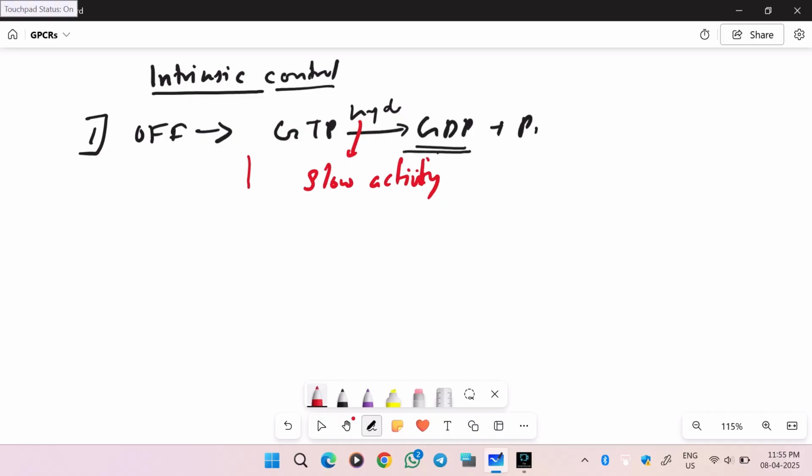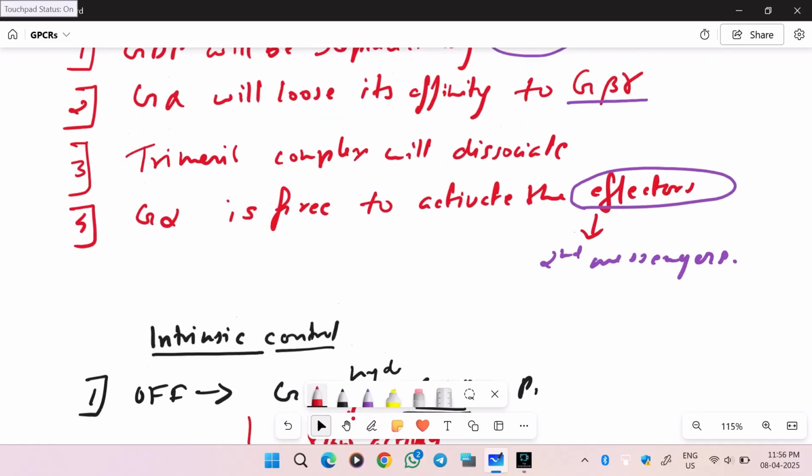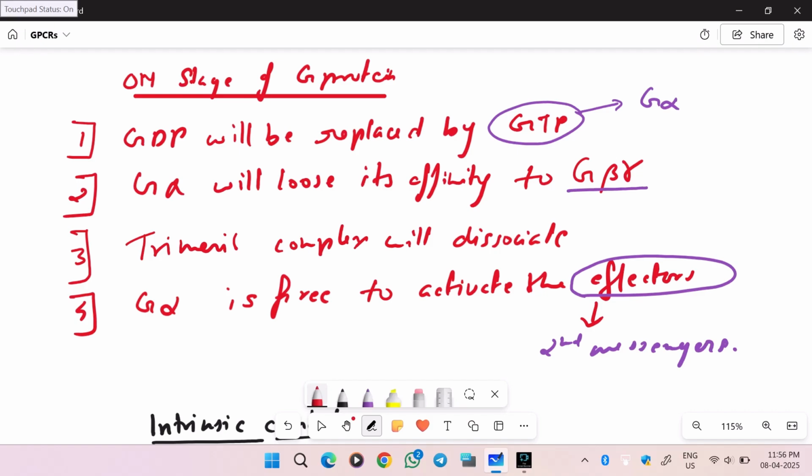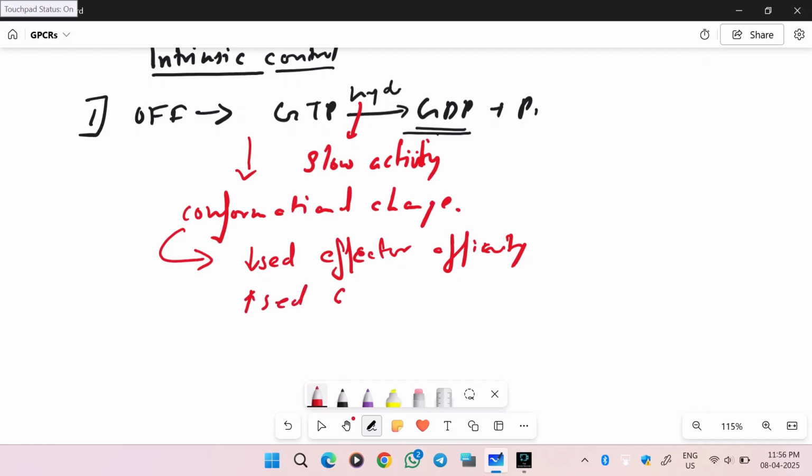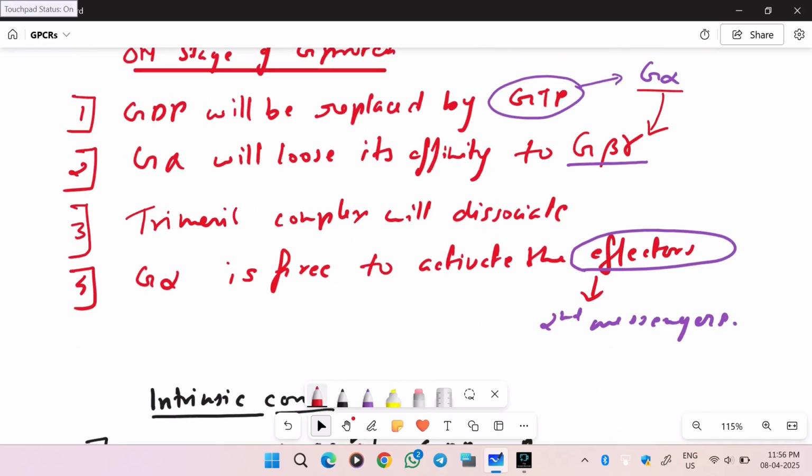So this hydrolysis is actually causing a conformational change. As I said, over here we discussed the binding of GTP to the G alpha, which is followed by the dissociation of G beta gamma. So what happens when GTP is hydrolyzed to GDP? A conformational change occurs such that there is decreased affinity to the effector, that is the secondary messengers, decreased effector affinity, but increased affinity to G beta gamma. So everything that occurred in the previous step will slowly get reversed, right?